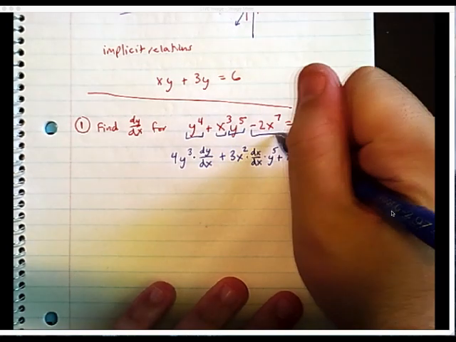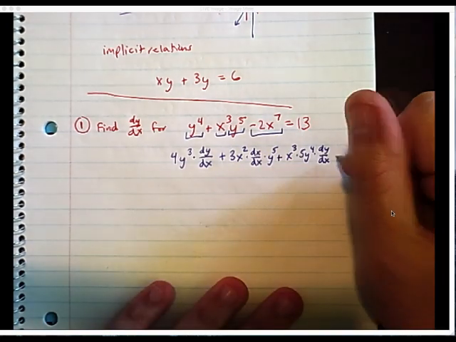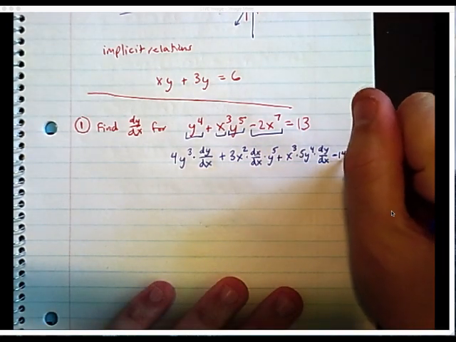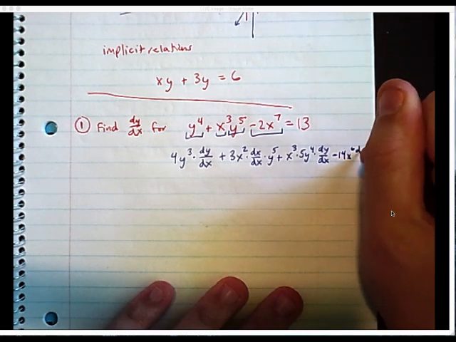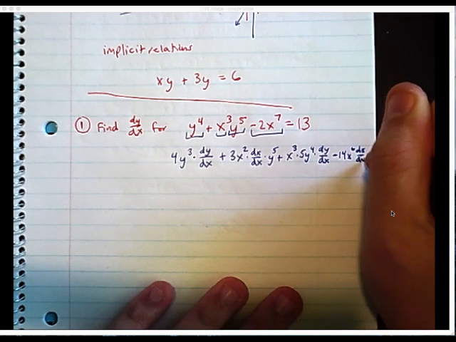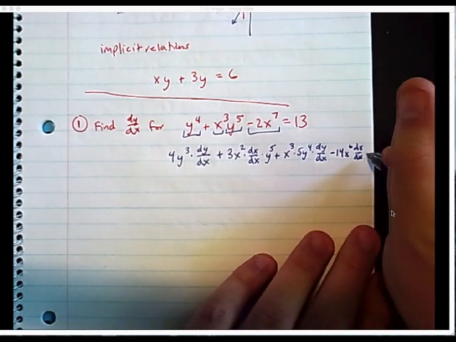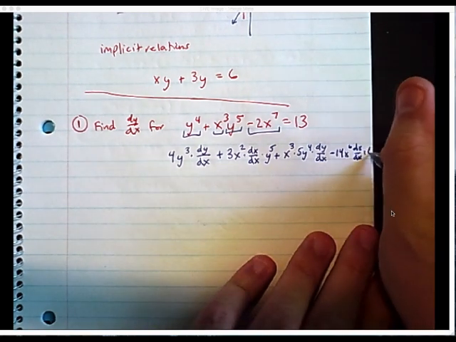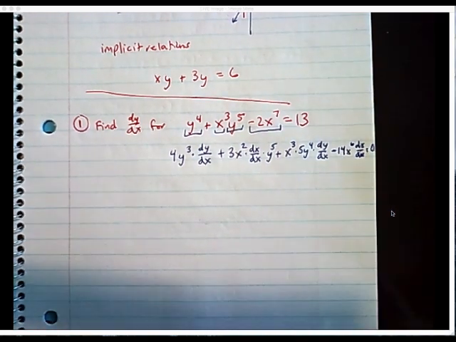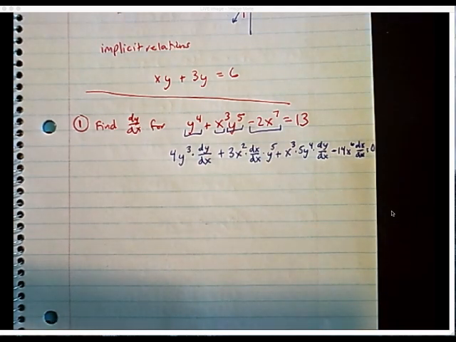Now the next term, what's the derivative of that? It's negative 14x to the 6th, and we're taking derivatives with respect to x. And then the derivative of any constant is always 0. Okay, so I know that's kind of hard to see.